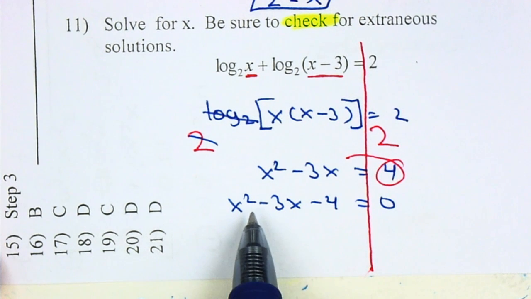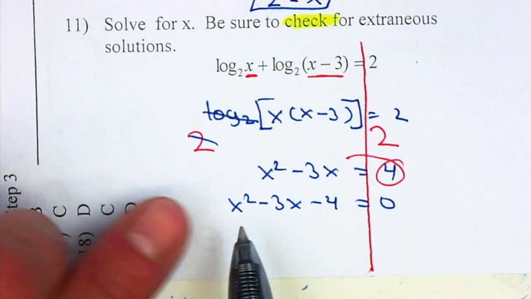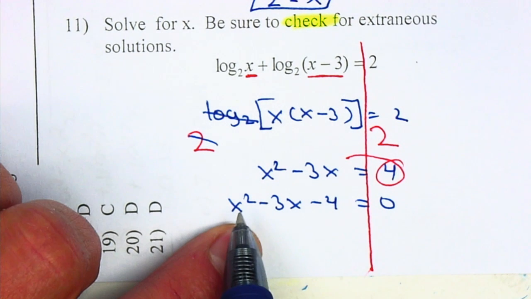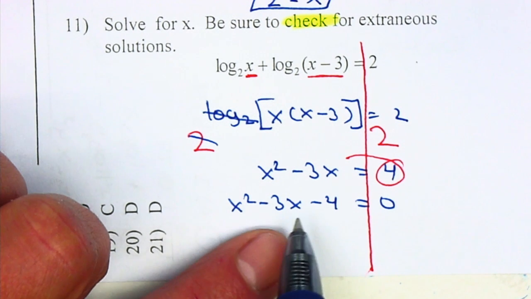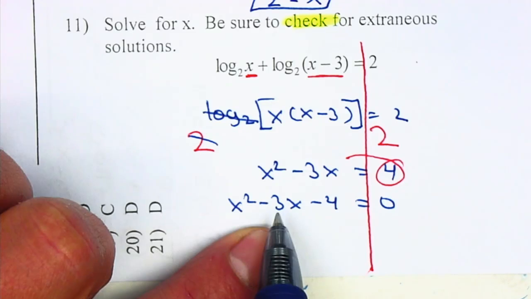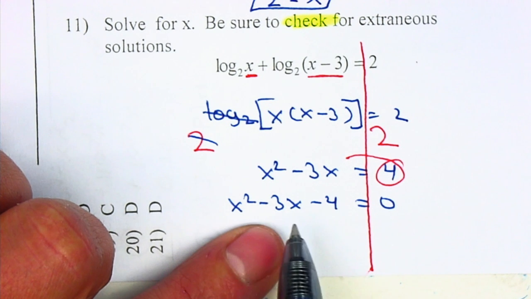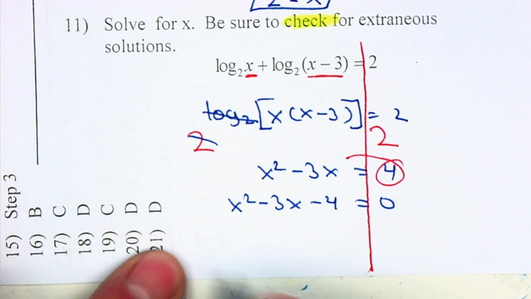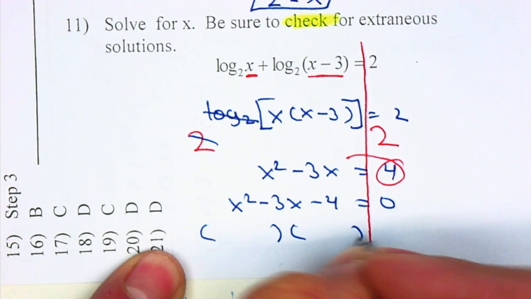Now I'm going to try to factor it. If I cannot factor it, I'm going to try completing the square. But because this is not even, this is odd, I cannot complete the square. Therefore, if I can't factor it, I'm going to have to use the quadratic formula. But in this case, it factors nicely.